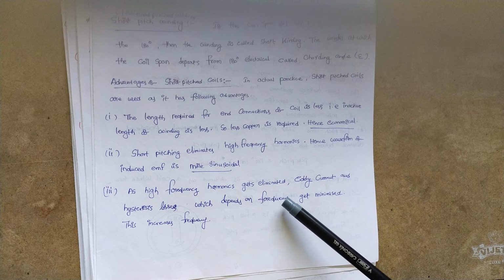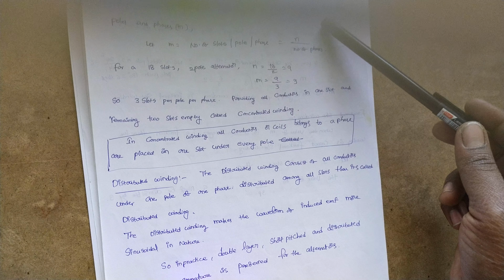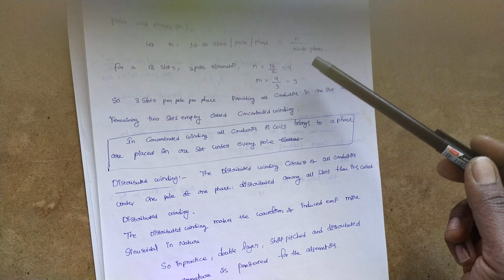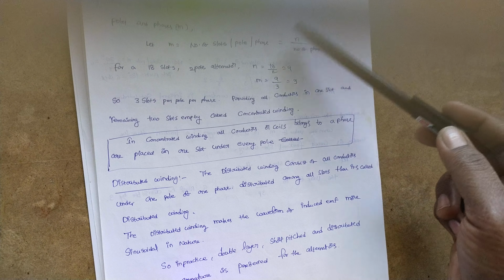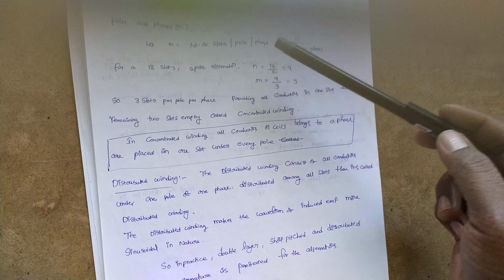Now we go for another topic. What is concentrated, what is distributed winding? Concentrated winding, already told you, if one conductor is considered in only one slot, then it is a concentrated winding. If the conductors are distributed over a number of slots, then it is distributed winding.